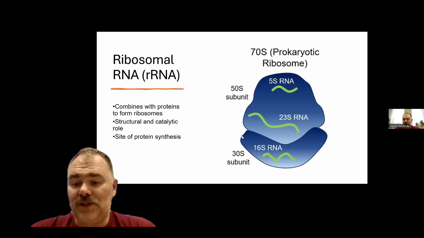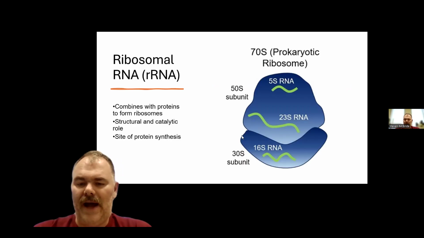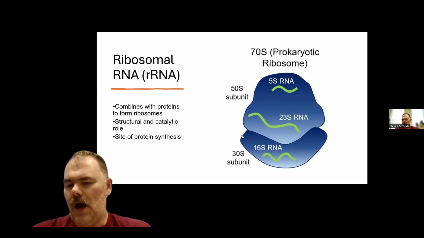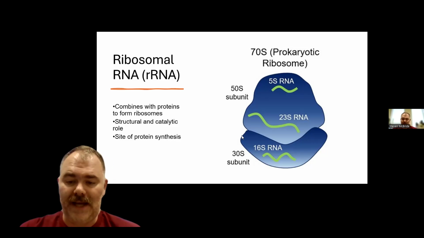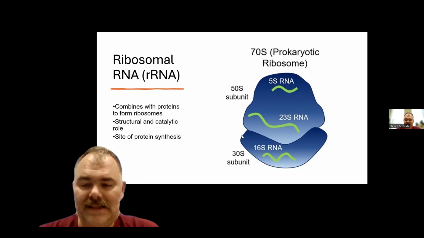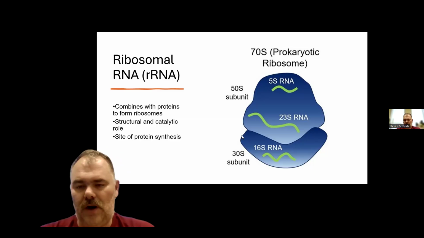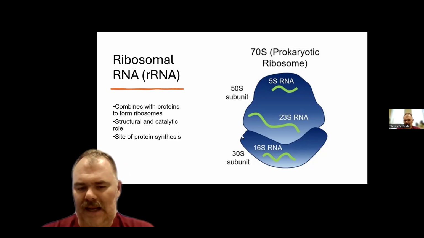Now we have ribosomal RNA or rRNA. Ribosomal RNA combines with proteins to form ribosomes, which are the structures where proteins are assembled. rRNA is not just structural, though. It also helps catalyze peptide bond formation between amino acids during protein synthesis. So they act as what are called ribozymes, which are RNAs that basically have catalytic activities in the ribosome.